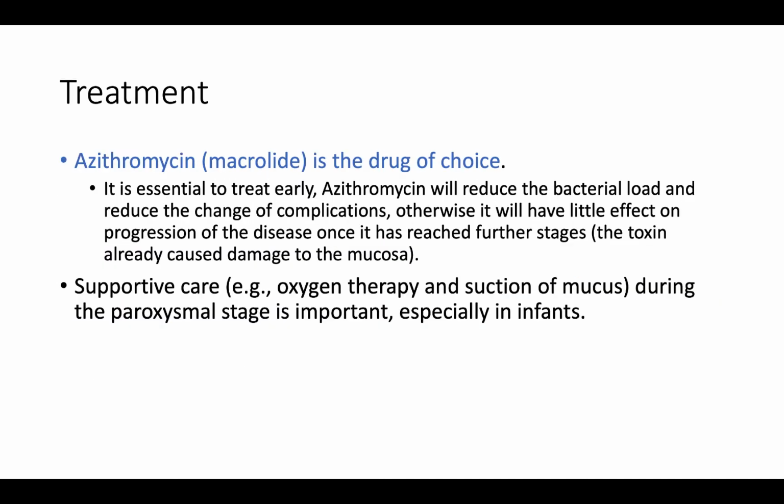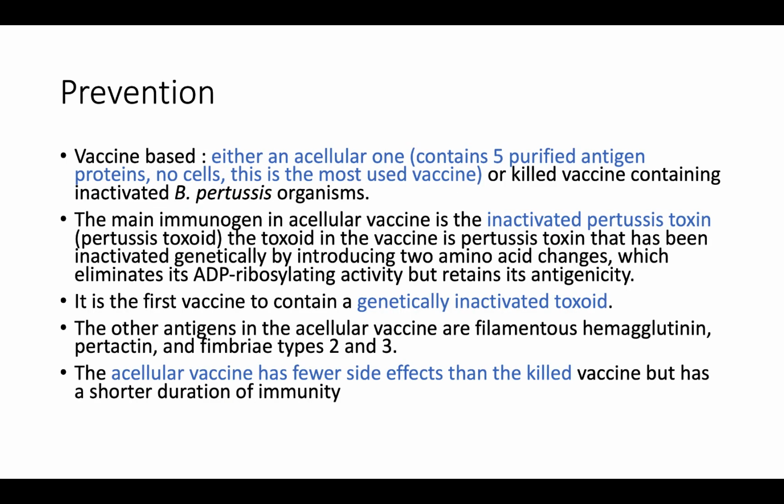Treatment, here we said azithromycin is the drug of choice for pertussis. You see that people are now given it, for example, for an unexplained cough; they say take Zithromax. They can have a course that might clear up their cough. It is essential to treat early, especially for children. It will reduce the bacterial load, the complications, the progression of the disease, and the course of the disease, but it's important to treat early. Supportive care during the paroxysmal stage is important, especially for infants.